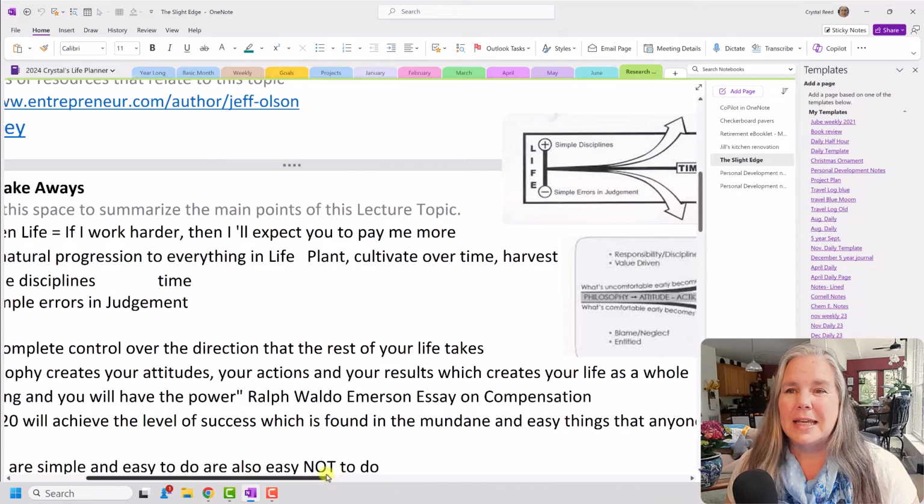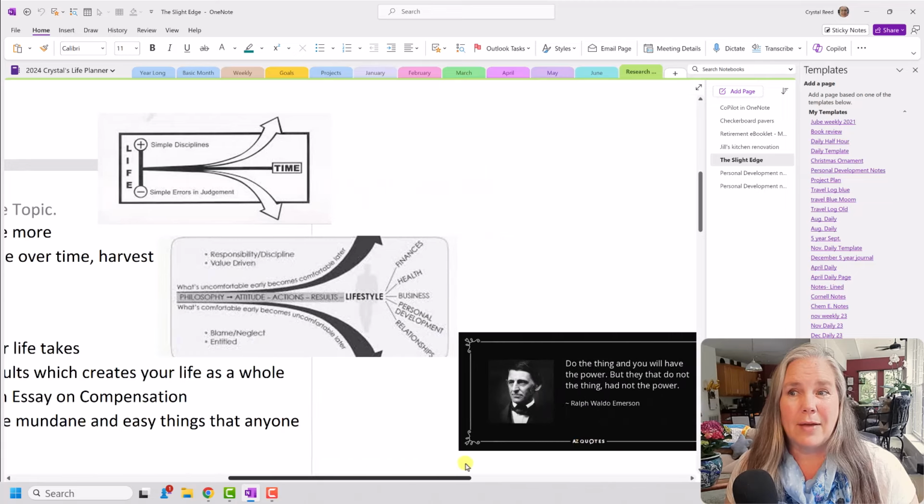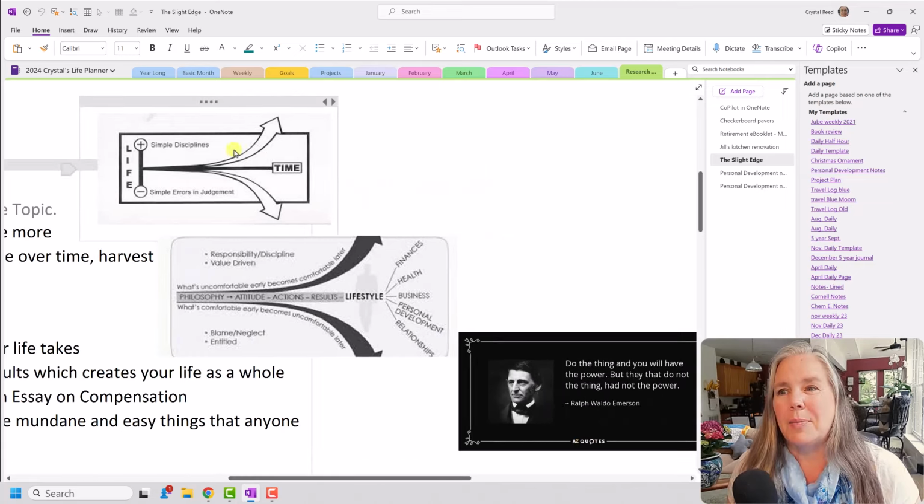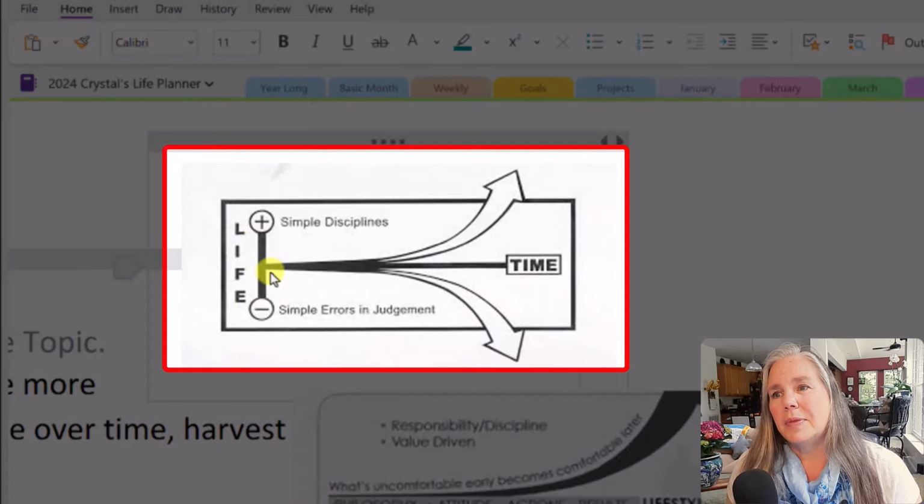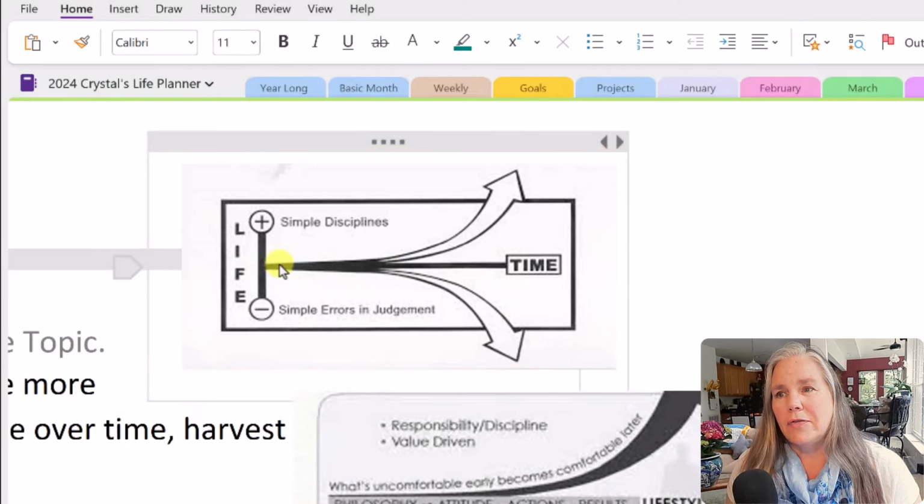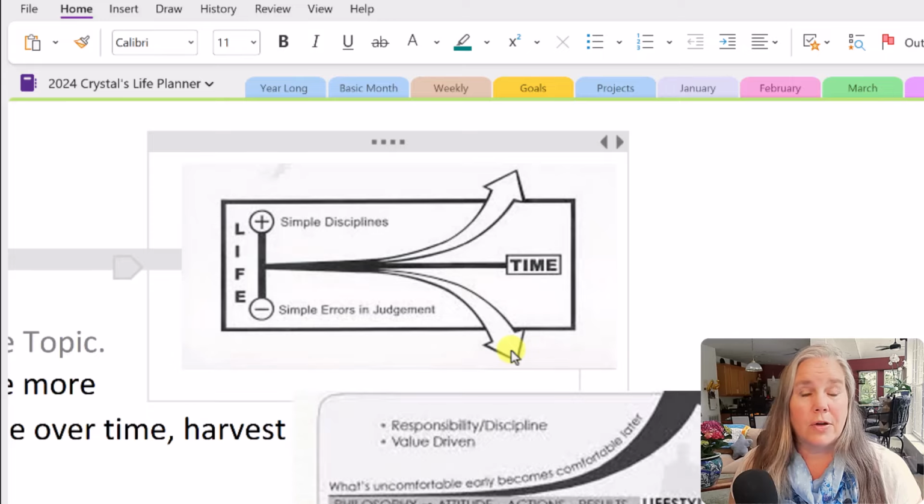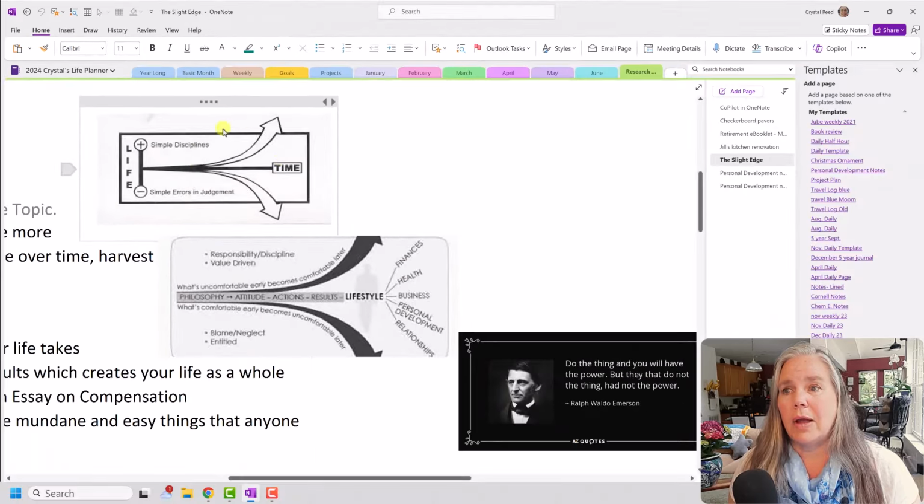Okay. Now, the interesting thing that I love about OneNote that I have trouble doing in paper notebooks is coming up with all of these graphics. Okay. I think they're really cool. This one, Jeff Olson is talking about in this book about how life, along the time of life, if you make a series of simple disciplines and you do the same thing over and over, and you're doing it for the right reasons and the right way, that you will become a successful person. If you have these simple errors in judgment that you make over and over and over, and you keep making the same mistakes, that you will become a failure at what you are doing. Okay. So this is kind of a diagram that was in the book.